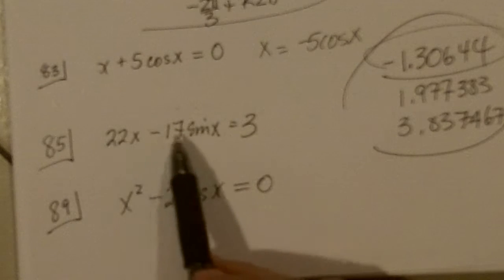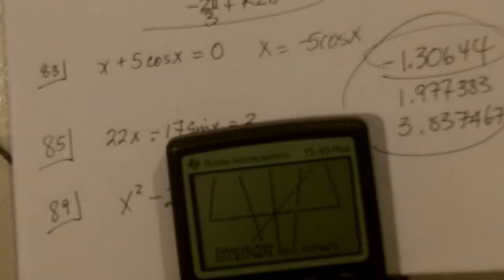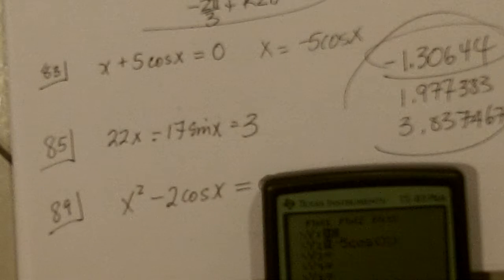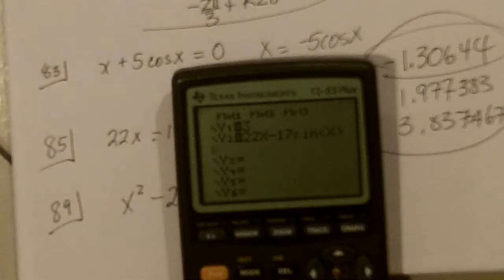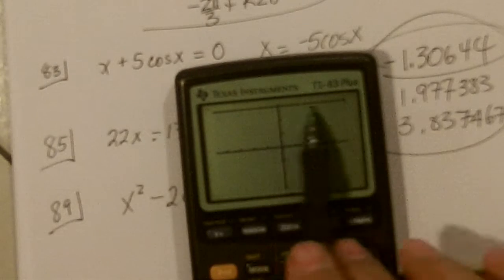You're going to do a similar thing here. I got a 3 over here, so that's fine. So I can write 3 for one of them. The other one is 22x minus 17 sine x. Push graph. There is the 3 right at the top.